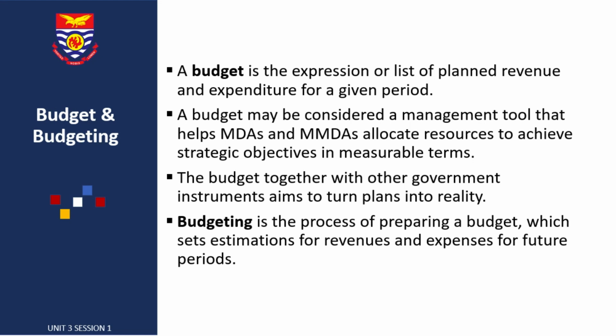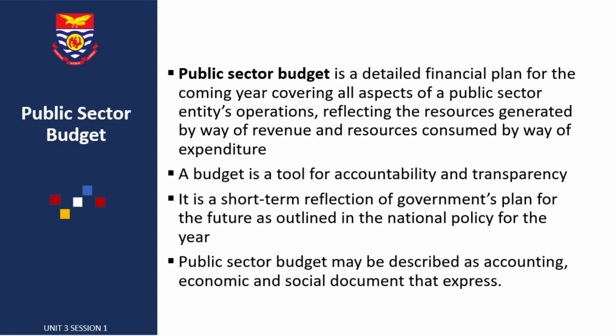So if a budget is actually the plan, then what is budgeting? Budgeting, on the other hand, is a process. The process of you preparing that plan is what we term as budgeting. So it's the process of preparing a budget, which says estimation for revenues and expenses for future periods. The process that you go through to actually have this list of planned revenue and expenditure is what we term as budgeting.